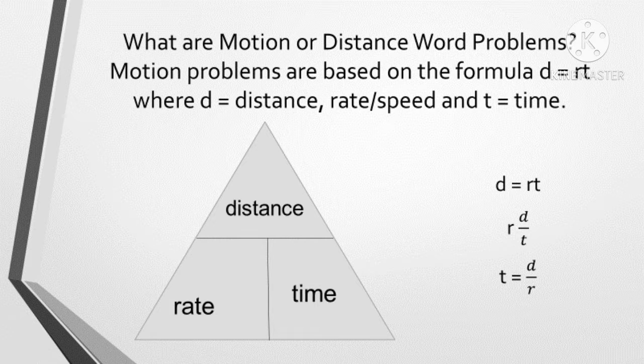So, para hindi na tayo maguluhan pa, gagawa tayo ng triangle and we have to divide it by 3. So, there are 3 spaces. Ilalagay natin sa tatlong space ang distance, the rate, and the time. So, para malaman natin ang distance, kailangan natin muna ng distance equals r times t. And r equals d over t, and t equals d over r.